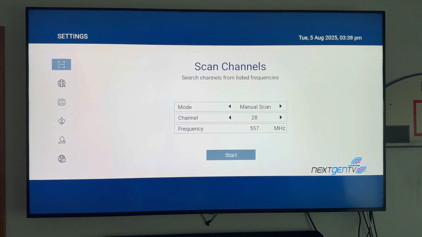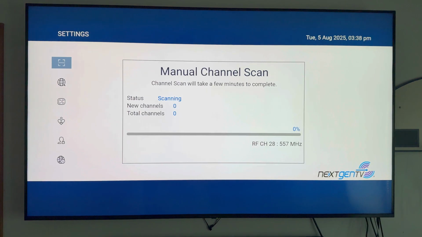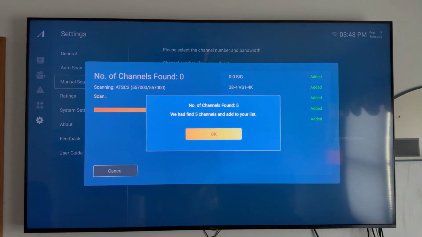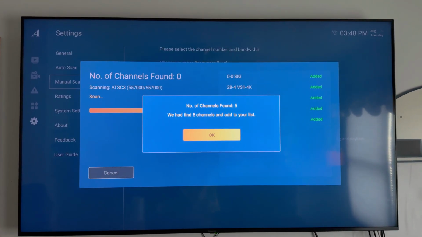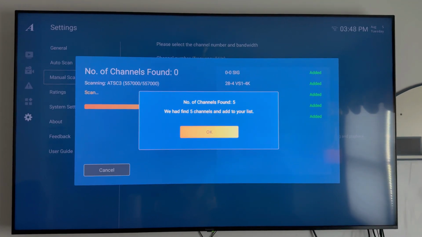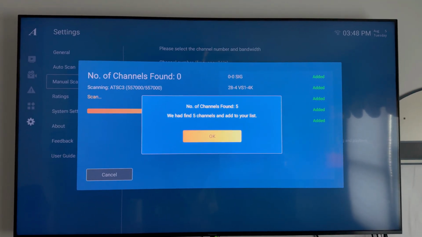All right, now I'm going to do a manual scan on RF channel 28 with the Zinwell box, and let's see if this one comes in. Nope. Okay, so after trying out the Zinwell ZAT600B and the GT Media Converter X1, both of those were not able to add these channels. This one just did. So I don't know what's going on with the software.